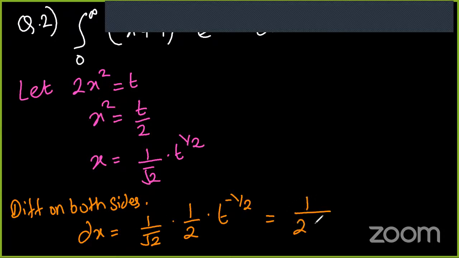It's 1 by 2 root 2 into t raised to minus half. And here dt is remaining because we are differentiating. So this is a dt. So dx is equal to 1 by root 2 into 1 by 2 t raised to minus half dt, and that is equal to 1 by 2 root 2 into t raised to minus half dt. Sure? Look up to here. Any doubt? Sure? So let's substitute that part. The part that is given to us here, let's substitute that.